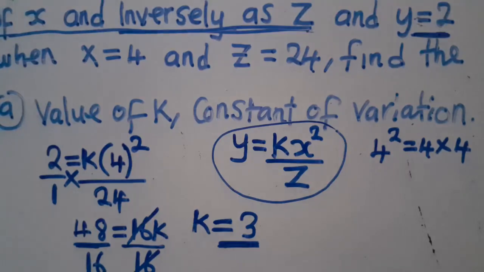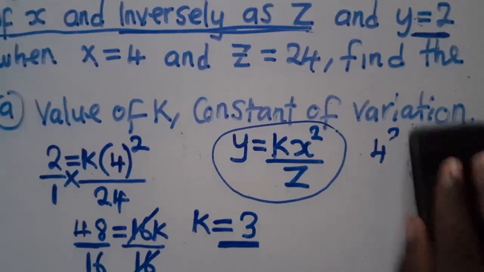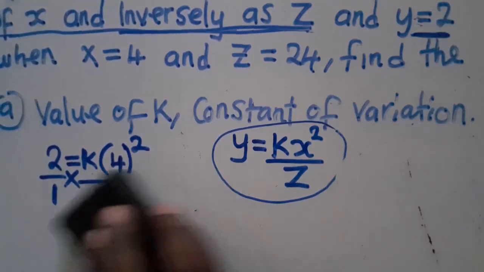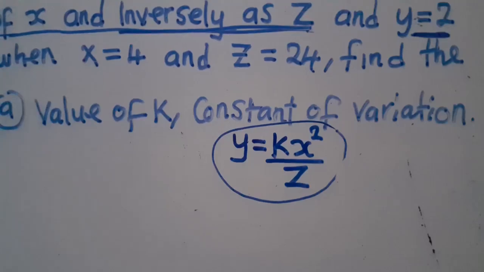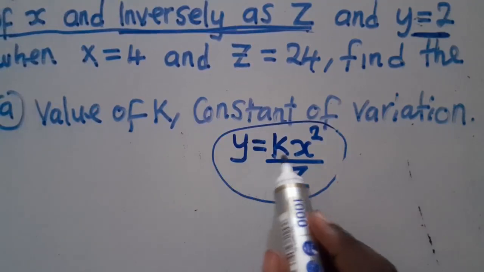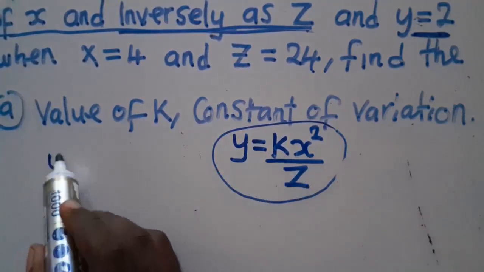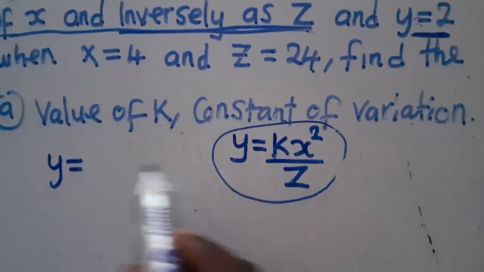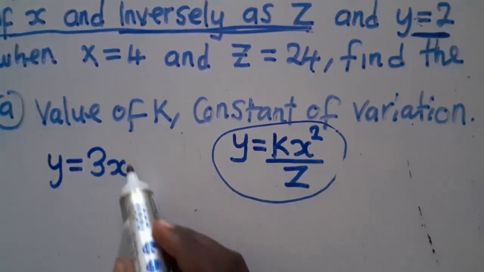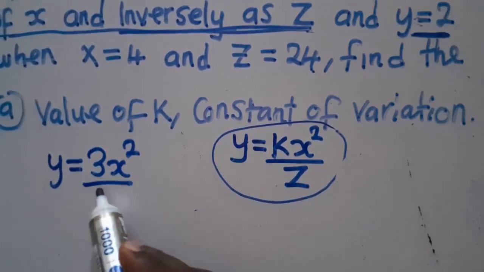After you find now the value of k, you can now substitute in the equation that you'll be given. So this is the equation which is given. Substitute there. k is 3. So hope you've seen how to answer this, everything that I'm doing. So we are just revising through this. So where there is k, I put 3. So y is equal to 3 x squared over z.